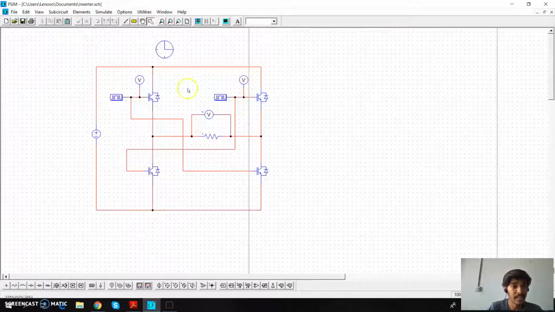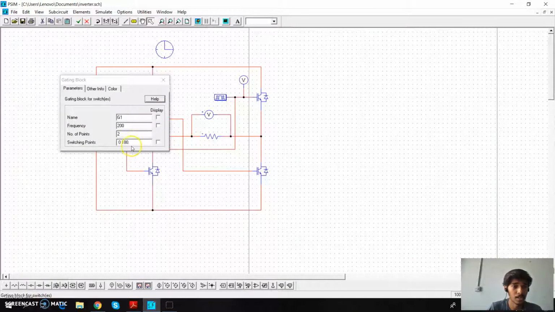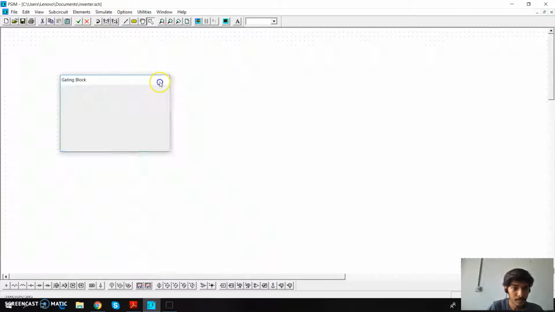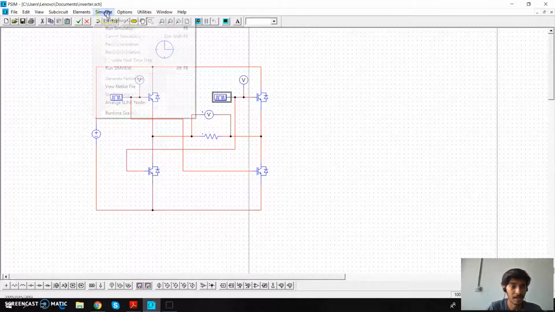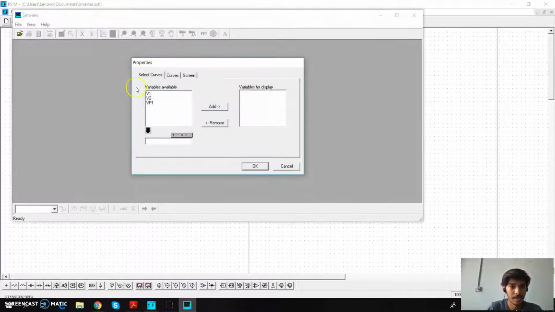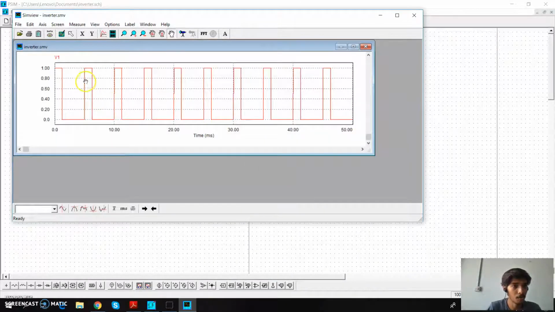Now we can change the firing angle. So now the duty cycle is 50%, that is 0 to 180. Now let us make it 0 to 90, and for the other we will make it 180 to 270. Then the duty cycle is 25%. Now first we will add the V1. So we can see the duty cycle of 25%.